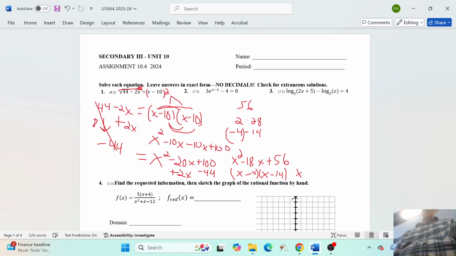So it's going to be x equals a positive 4 and a positive 14. Nice, cool. So let's try number 2.